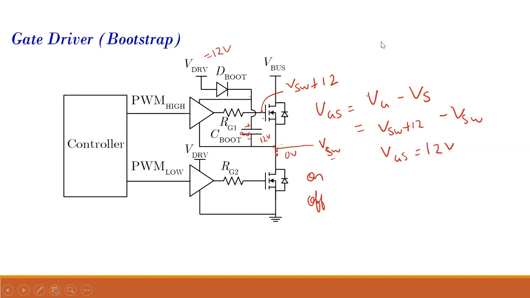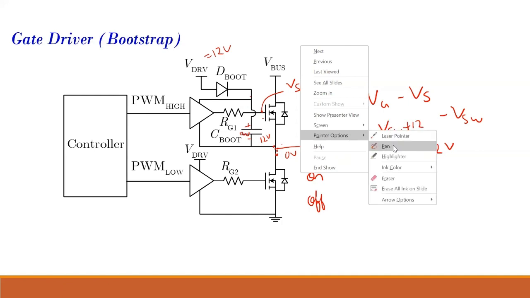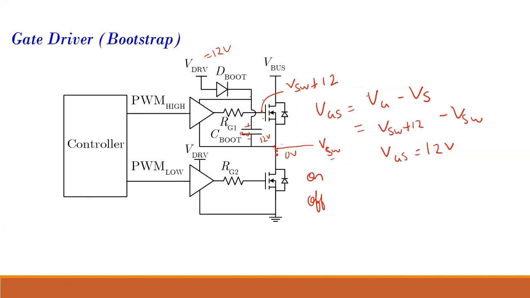Sir, you are saying this VSW plus 12 minus VSW should be greater than VGS threshold. Yes, V threshold. Over here, it comes out to be VSW plus 12. Then when I want to turn on this MOSFET, I'll give PWM high. When I give PWM high, this voltage over here gets connected over here, and approximately I am applying a difference of 12 volt here.